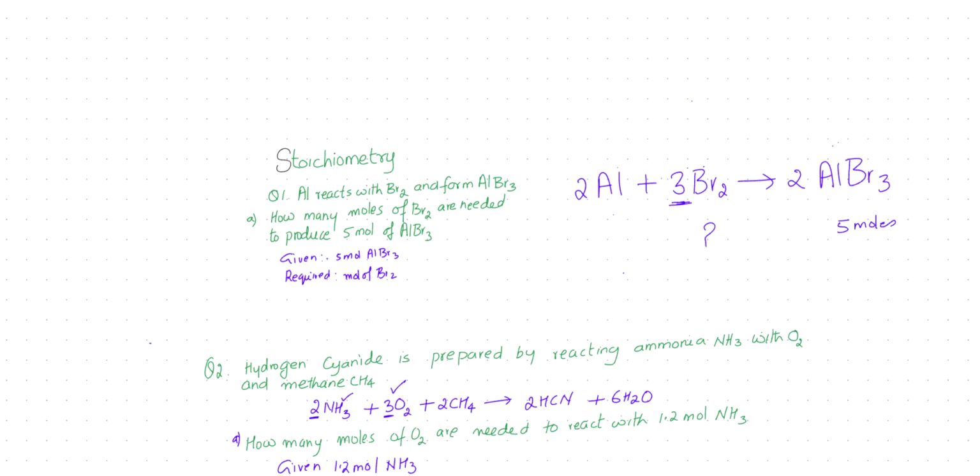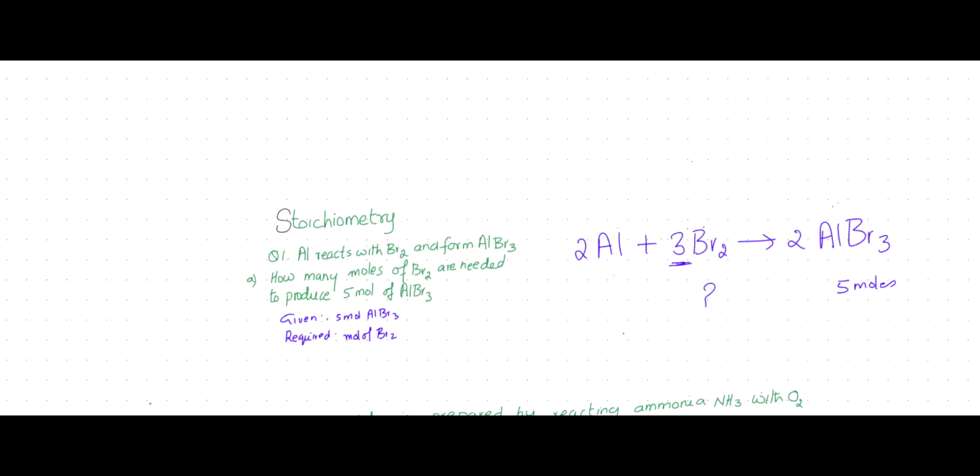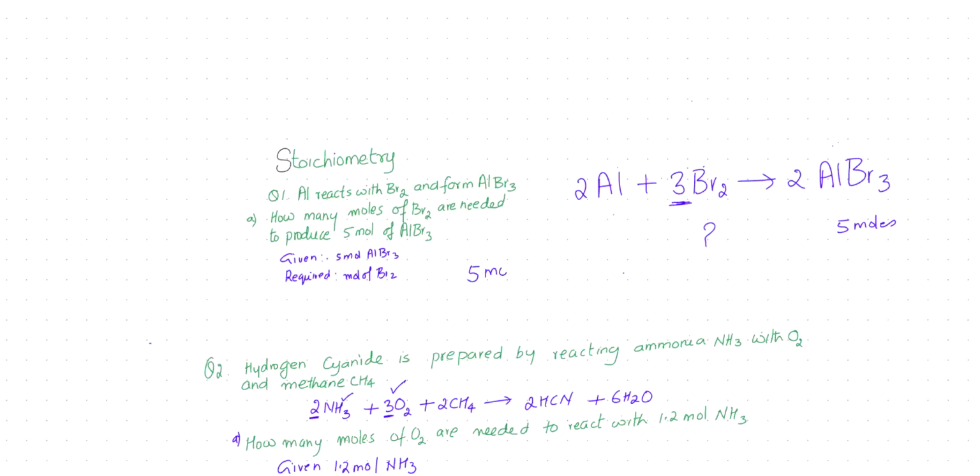So first we write what is given. Given is 5 moles of aluminum bromide, and required is how many moles of bromine. Moles of bromine we have to find. So first we write the given amount, that is 5 moles of aluminum bromide, times the mole ratio. The mole ratio is 3 moles of bromine and 2 moles of aluminum bromide. Because here aluminum bromide is at the top, in the denominator we also write aluminum bromide first. So 2 moles of aluminum bromide and 3 moles of bromine. So this is the mole ratio.